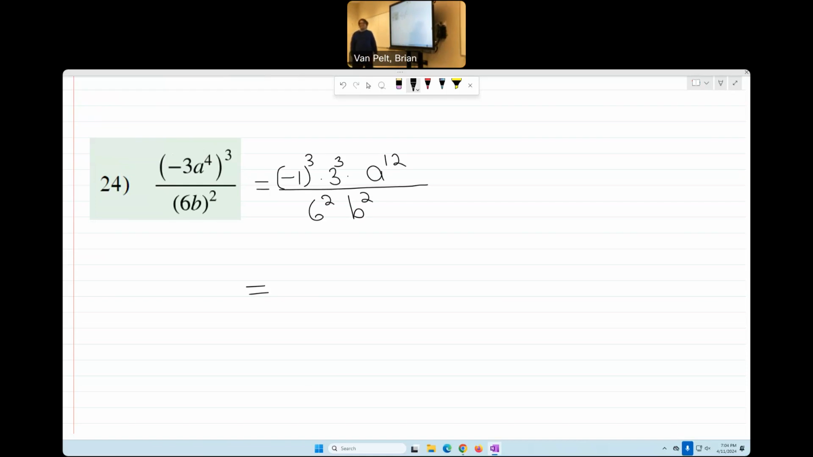So we put that out front, I suppose. Does anybody know what 3 to the third is? 27. So I've got 27 a to the 12, and in the denominator, I've got 36 b squared. You see any simplifying that can happen? Right, you have 9 that goes into both 27 and 36, doesn't it? Yes. Well, then what about b and a? You can't do anything because they're not the same base. If they were the same, like both a's, yeah, right. But as it is, I'm stuck.